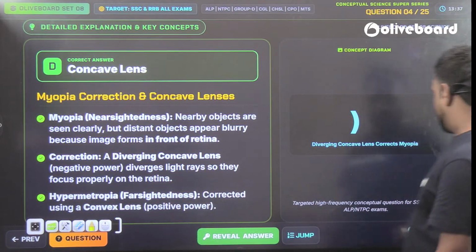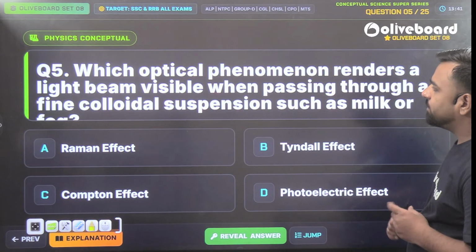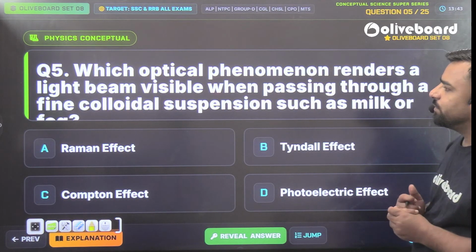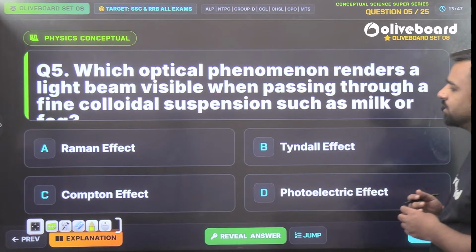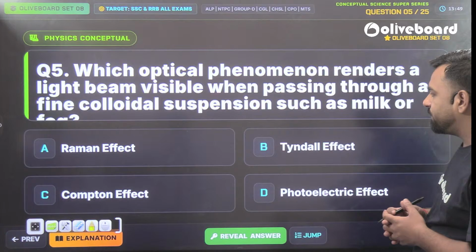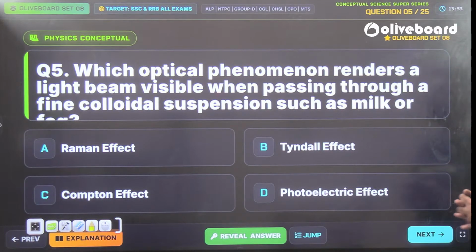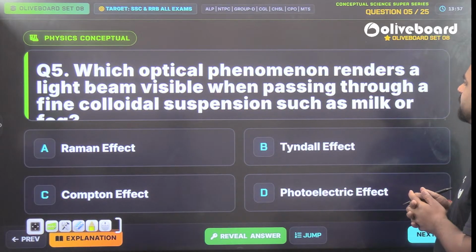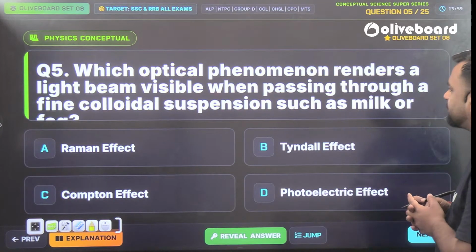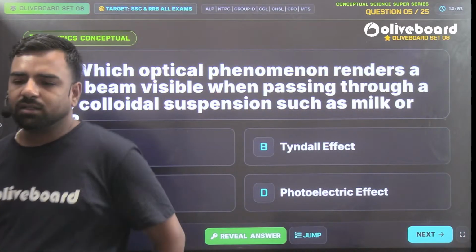Okay. Next, which optical phenomenon renders a light beam visible when passing through a fine colloidal suspension such as milk or fog? Is it Raman effect, Tyndall effect, Compton effect, or photoelectric effect? What do you think? What should be the correct answer? So the light beam is visible when passing through a fine colloidal suspension like milk or fog.